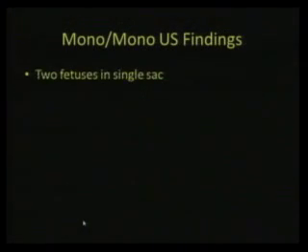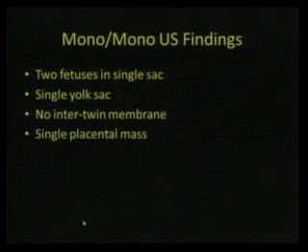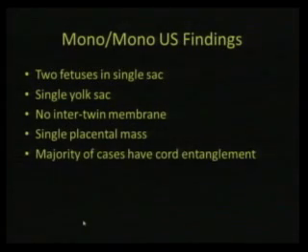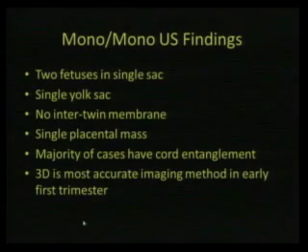All right, mono. Basically there's two fetuses in a single sac. There's only one yolk sac. There's no inter-twin membrane. There's a single placental mass, just like there was in the mono-di. Majority of cases have cord entanglement. Again, remember they're sharing the same room, and that's not good. Bad things can happen, so cord entanglement is a big issue. 3D ultrasound is the most accurate imaging method in the early first trimester for this.